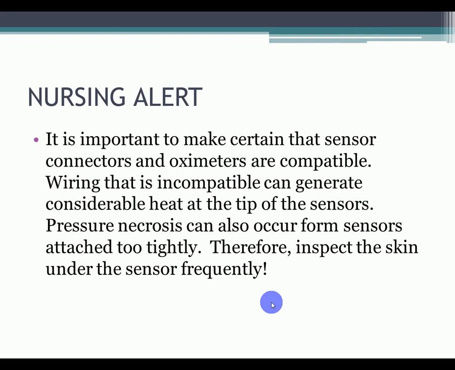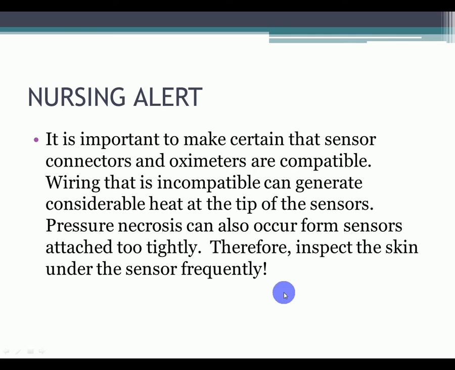Now, nursing alert, your book tells you it's important to make certain that sensor connectors and oximeters are compatible. Wiring that is incompatible can generate considerable heat at the tip of the sensors. Pressure necrosis then can occur from the sensors attached too tightly. Therefore, inspect the skin under the sensor frequently.